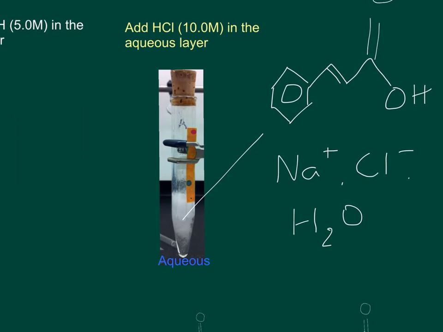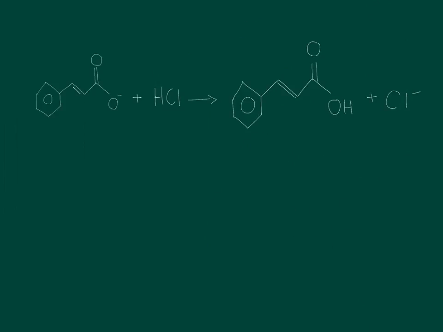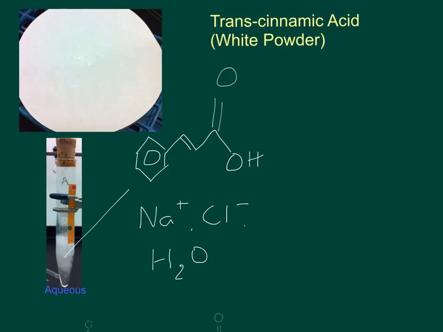Then when we added HCl to the aqueous layer, a precipitate formed. Here is another equation. The conjugate base reacts with the HCl to form the acid and also some chloride ion. In the aqueous layer here, there was the precipitate of the acid, sodium ion, chloride ion, and also water. So we saw the precipitate, and we used the microfilter to filter out the acid, and here it is.